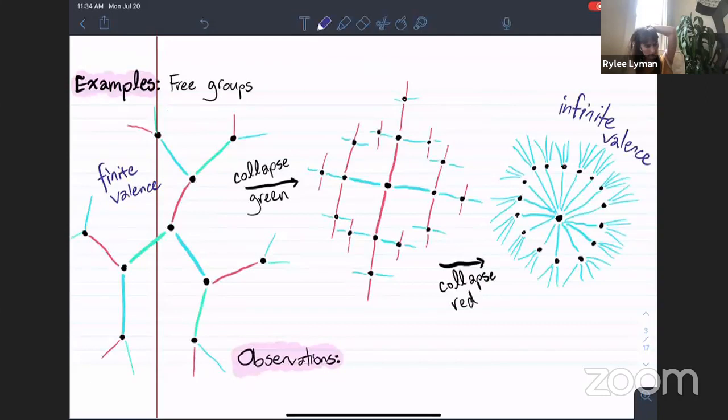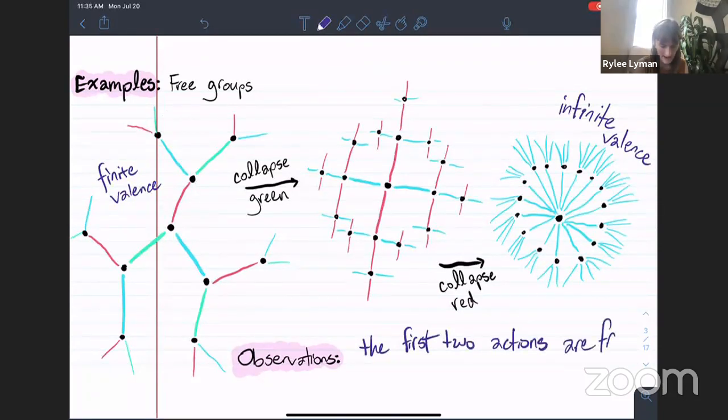I also want to mention that these first two actions are covering space actions. So in particular, the first two actions are free. It turns out that a group that acts freely on a tree is free. So we've just proved the Nielsen-Schreier theorem, if you accept the axiom of choice. And the second action is not free, but it has trivial edge stabilizers.